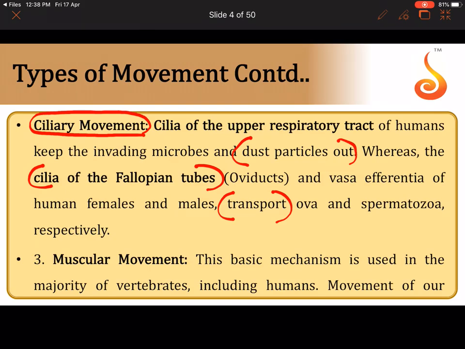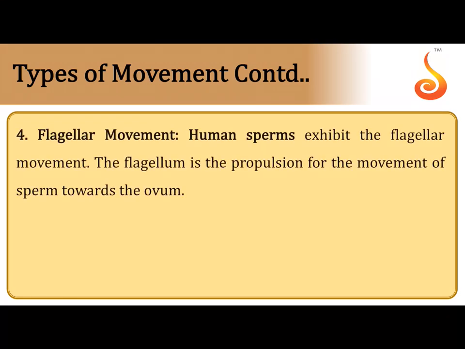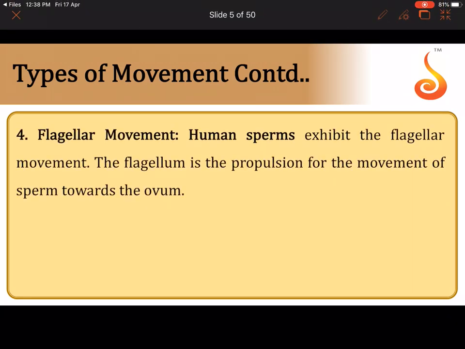In this chapter we are going to mostly focus upon the third type of movement, that is the muscular movement. For example, the movement of your jaw muscles, the movement of your tongue, which has a lot of muscles, and the movement of your limbs. How do you move your hands and legs? Because you have muscles which are attached to your bone, and that type of movement is referred to as muscular movement. Then the last one is called the flagellar movement.